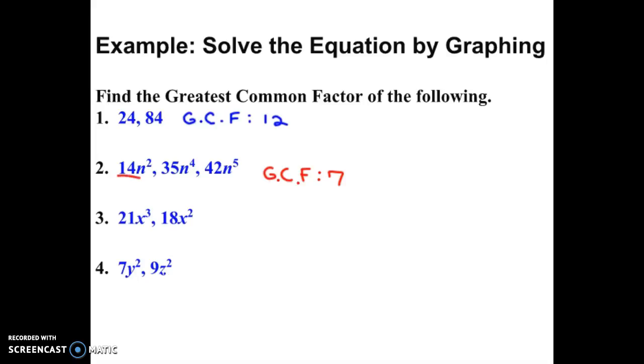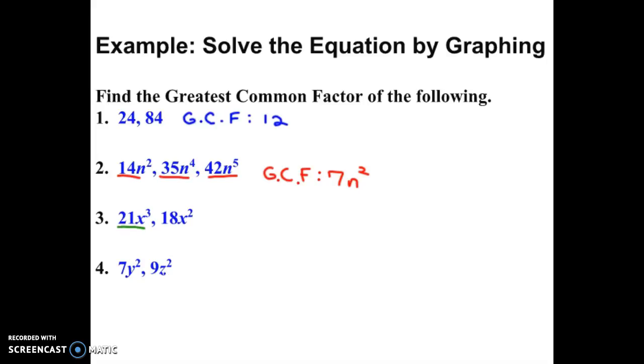The first term right here, 14n squared, has 2 n's multiplied. 35n to the fourth has 4 of them multiplied, and 42n to the fifth has 5 n's multiplied. The number of n's all three of those have in common is the smallest amount, which is n squared. All of them at least have 2 n's, or n squared, in it. So that should be your greatest common factor.